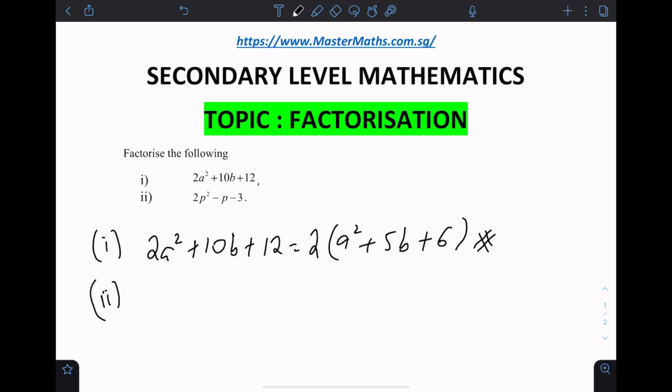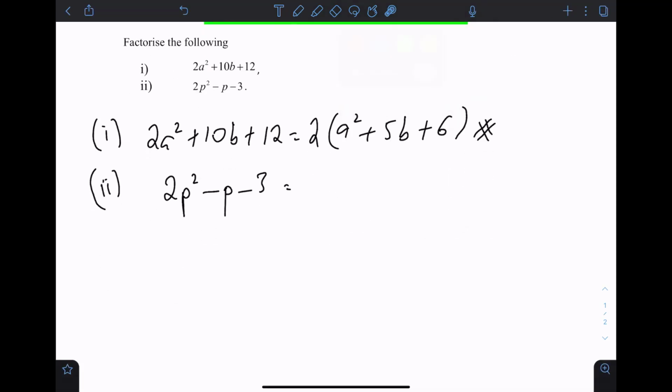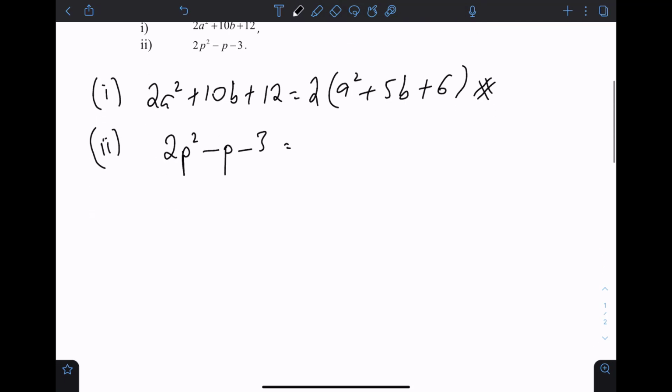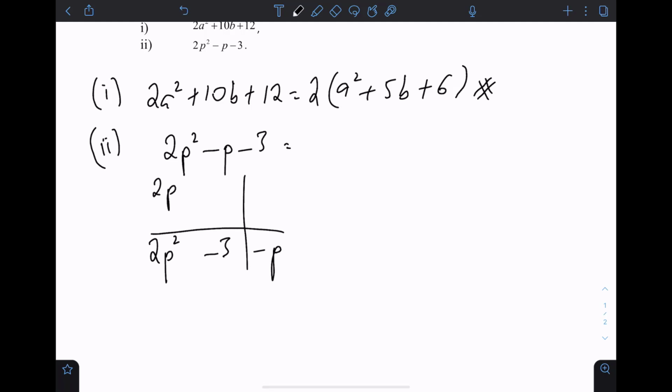Now part 2, however, 2p squared minus p minus 3. Part 2, there is no common terms in all, so there's nothing to take out or factorize out. But we can use the cross method to factorize this particular expression. So 2p squared minus 3 is there, minus p is also there. So 2p and p. How do we get negative 3? We can go negative 3 over here, plus 1. Negative 3 times positive 1 is negative 3, okay?